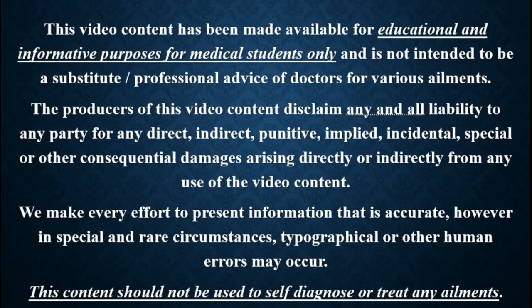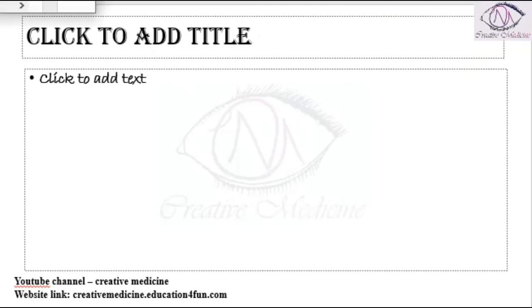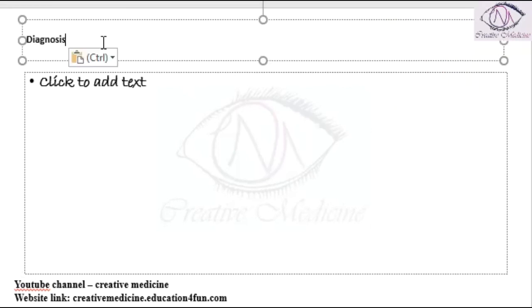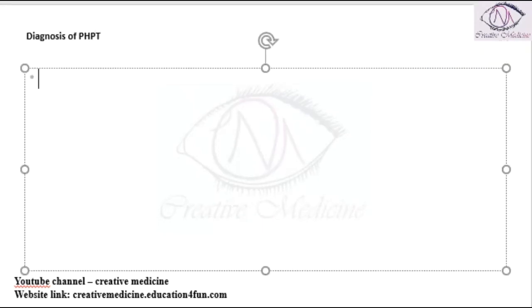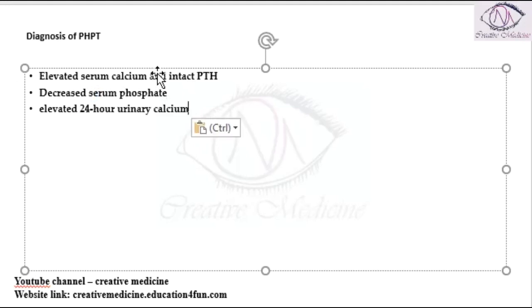In this lecture, we will learn about the diagnosis of primary hyperparathyroidism. For diagnosis, elevated serum calcium and intact parathormone are the important things. You will see that there is increased calcium and increased parathormone. Along with that, the patient will have decreased phosphate and elevated 24-hour urinary calcium.